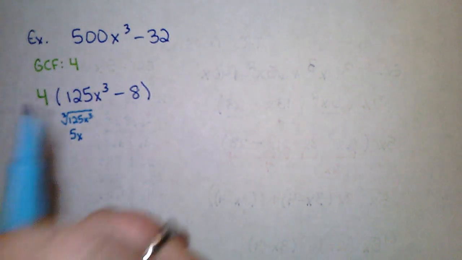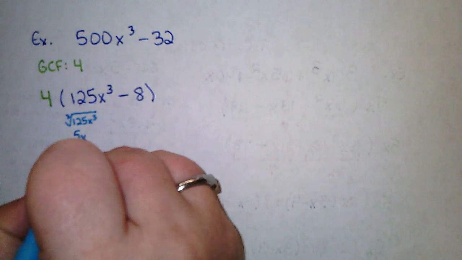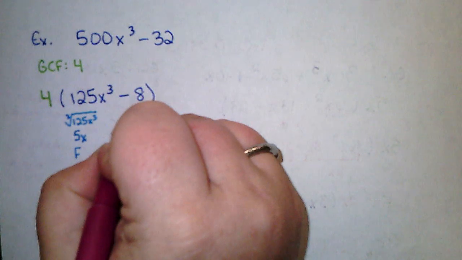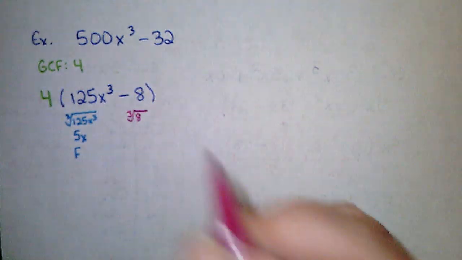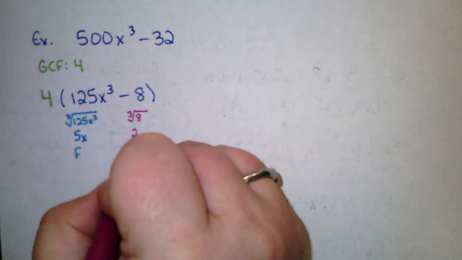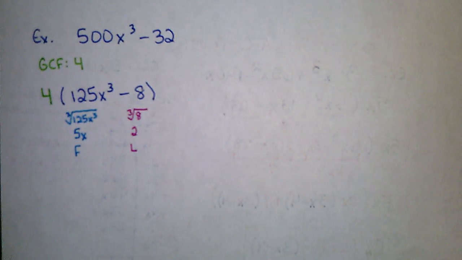So that is going to be my F. So everywhere there was an F, I'm going to put that in. Same thing with 8. I'm going to cube root it. So grab your calculator, cube root of 8. It is 2. So everywhere there was an L, I am going to put a 2.